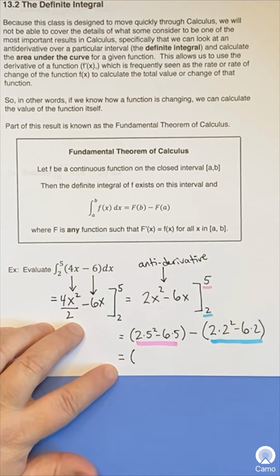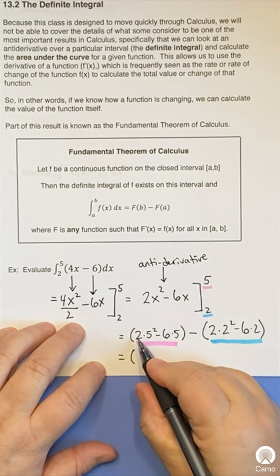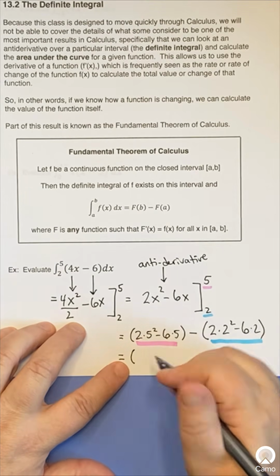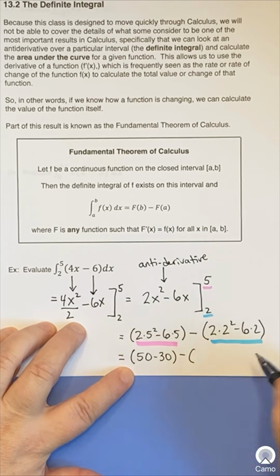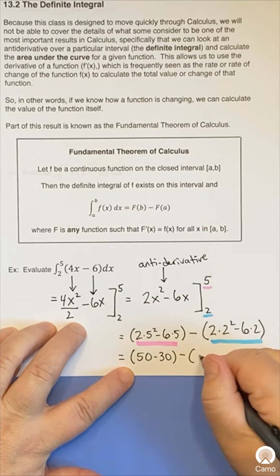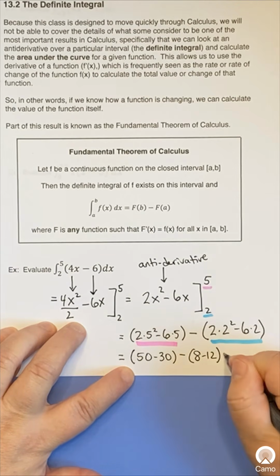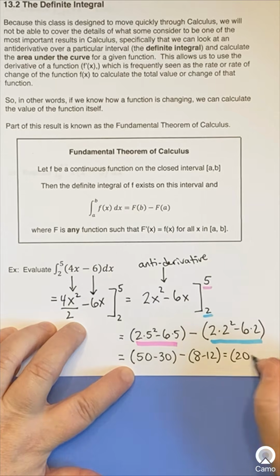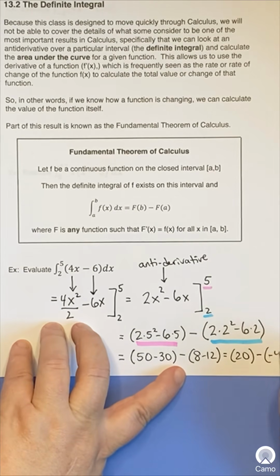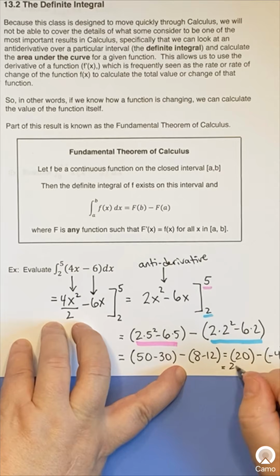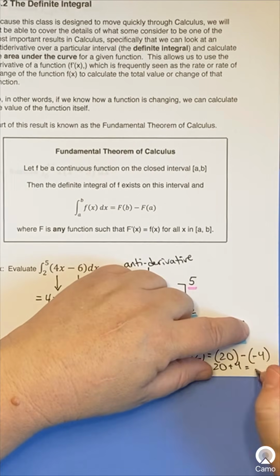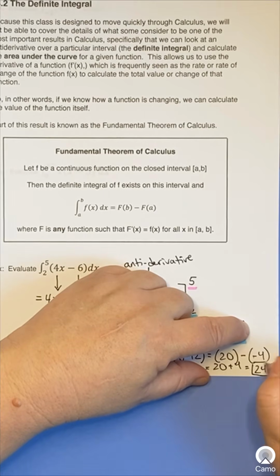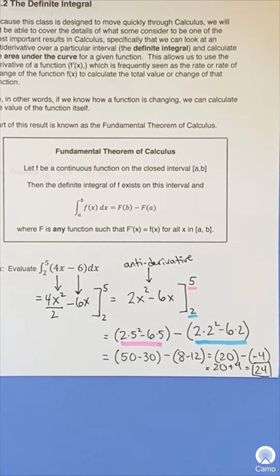So then I get 2 times 25, so that's 50 minus 30, minus 2 times 4 is 8 minus 12. So that's 20 minus a negative 4, which is 20 plus 4, and I'm over to the side, equals 24. And that's the other thing to know about calculus. Calculus always takes more space than you think.